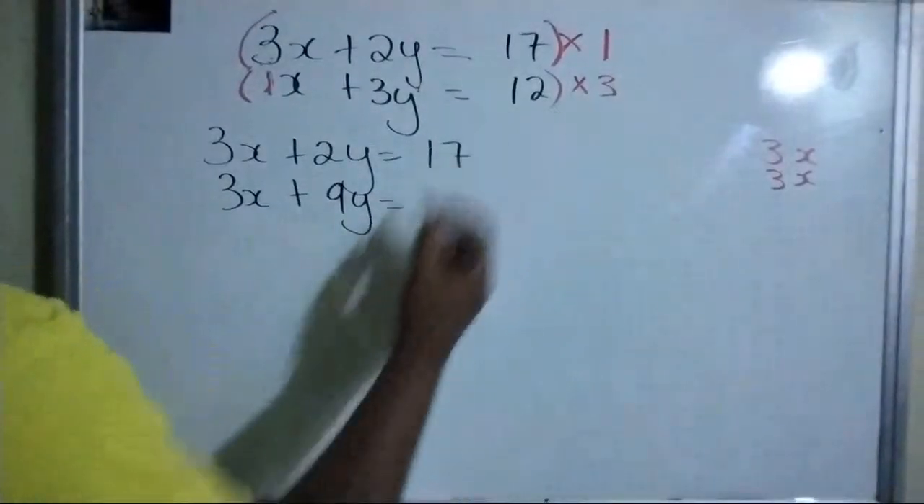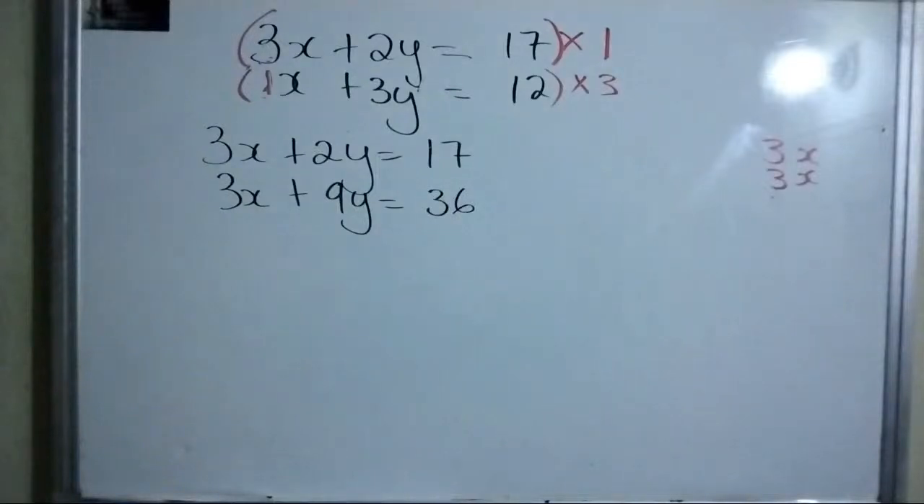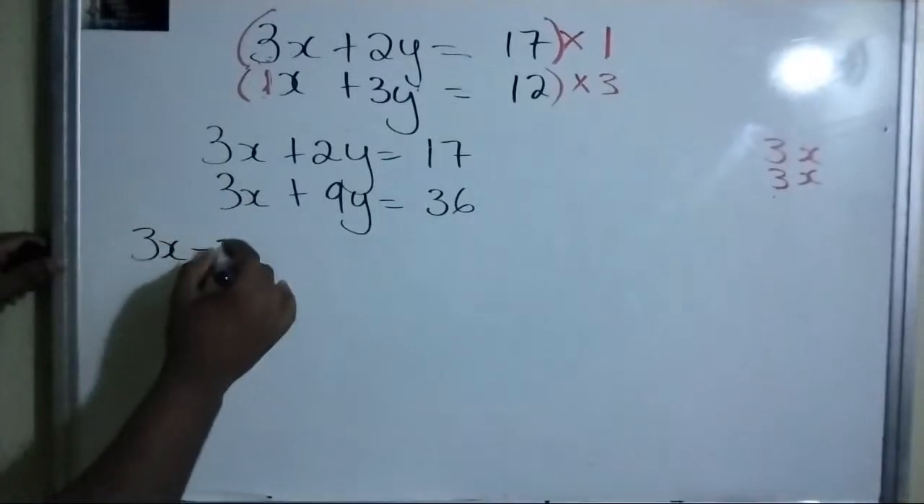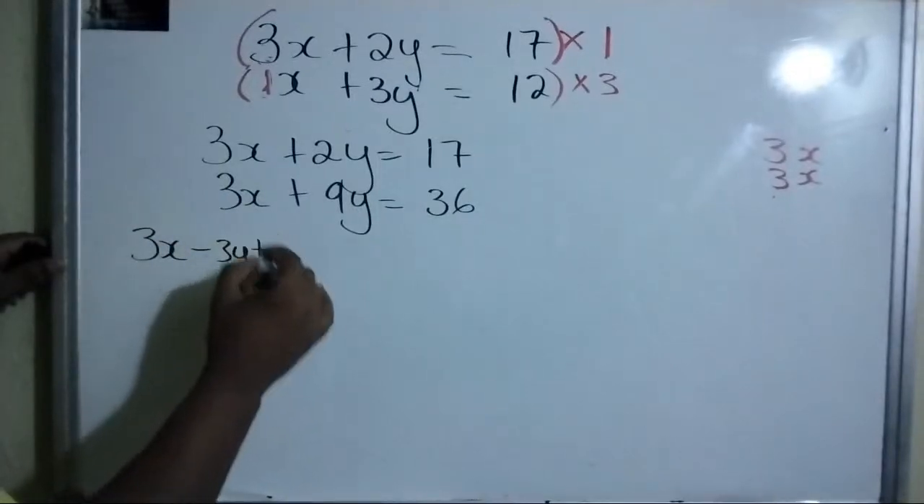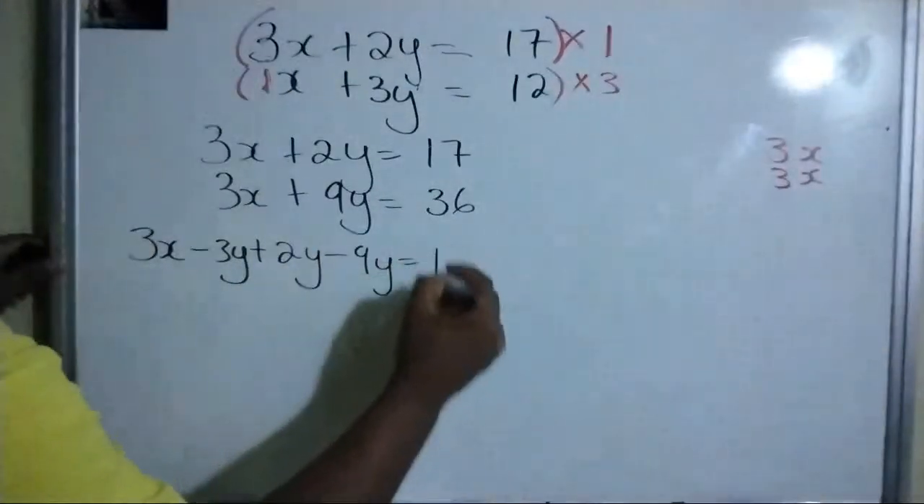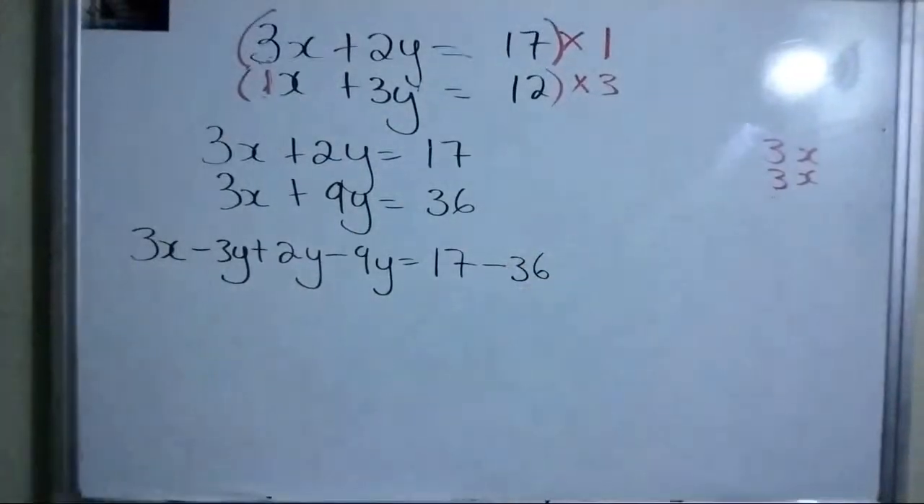3 times 12, that will be 36. Alright? And now that we have 3x and 3x, we're going to subtract because both of them are positive and we want to get rid of it, right? So we're going to do it for all. So 3x minus 3x plus 2y minus 9y is equal to 17 minus 36. Alright? Very important.